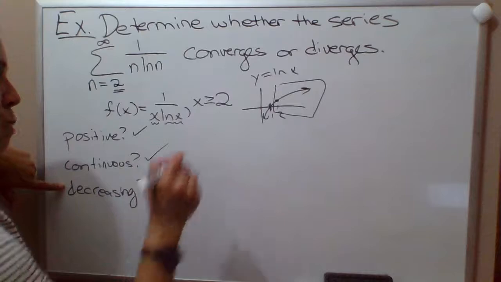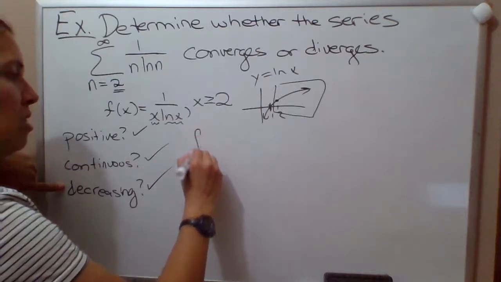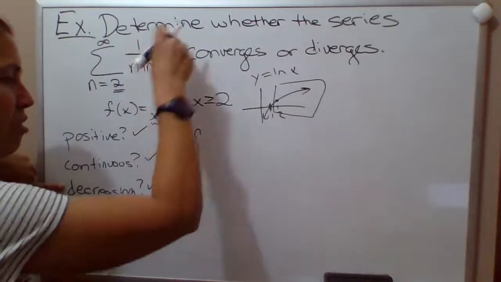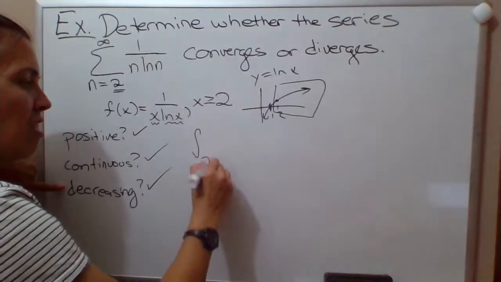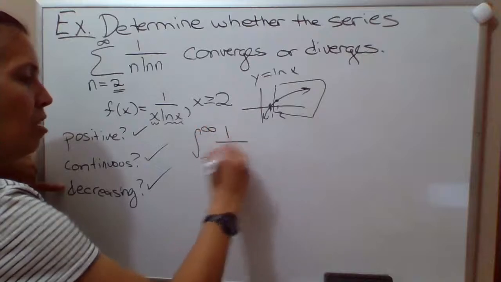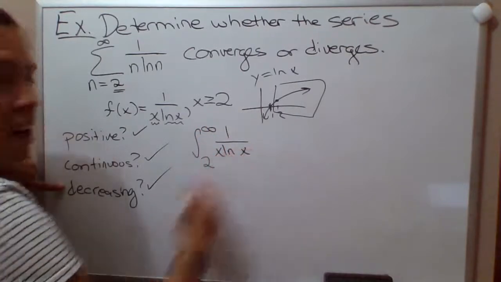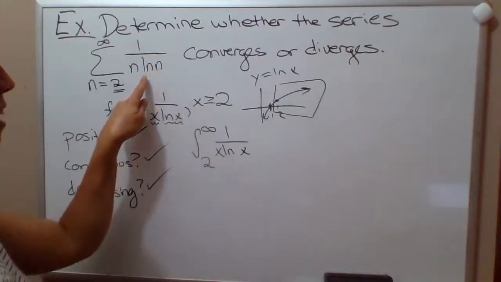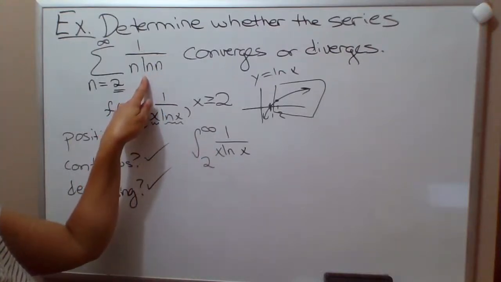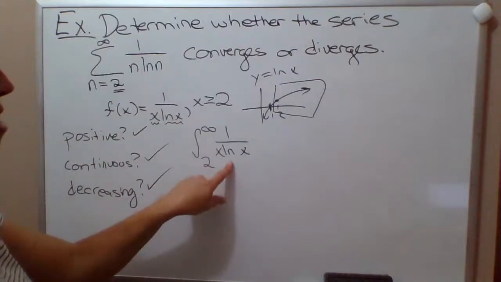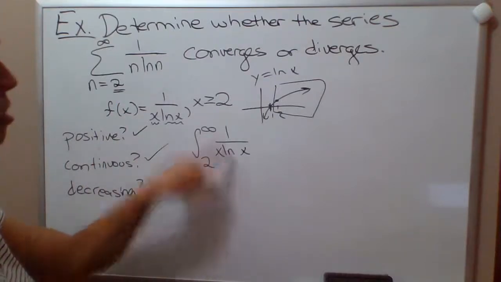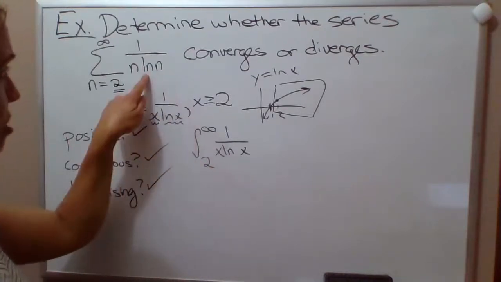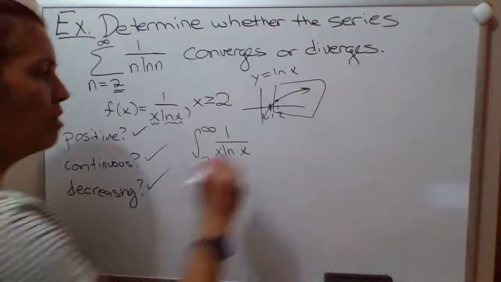So we're allowed to apply the integral test. That means that instead of considering it as a sum of these discrete terms, we're going to look at it as an integral from 2 to infinity of 1 over x natural log of x. And whatever this improper integral does, the infinite series will have the same behavior. So if this improper integral converges, then this series converges. And if this improper integral diverges, then this series diverges. Okay, so let's look at that.